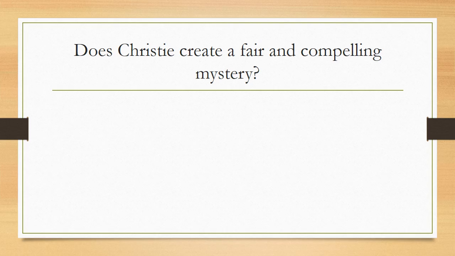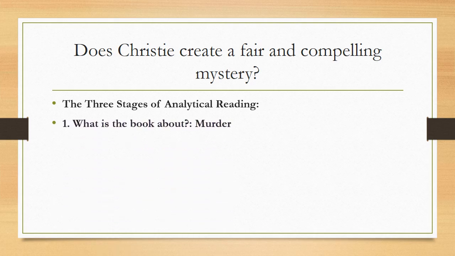This story, compared to the first three you read, I think gets at a deeper meaning, a more powerful message than what we saw in the other stories, though they were very enjoyable. So it provides a good example for critique. So let's go through it with the three stages of analytical reading. Stage one, what is the book about? It's about murder, like all of her stories. What is the message of the book?